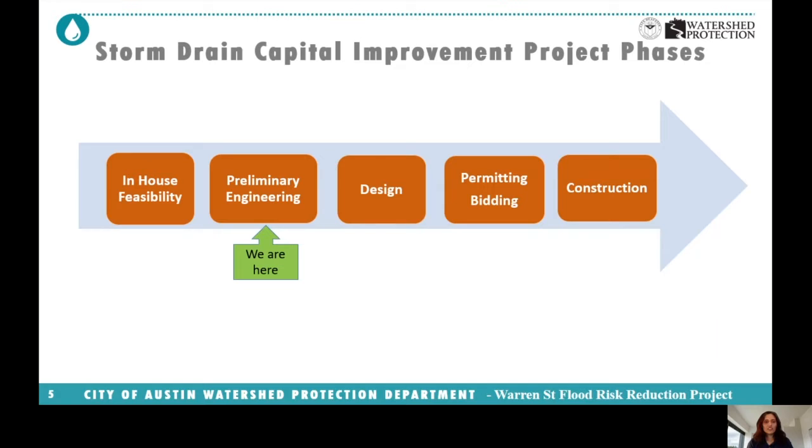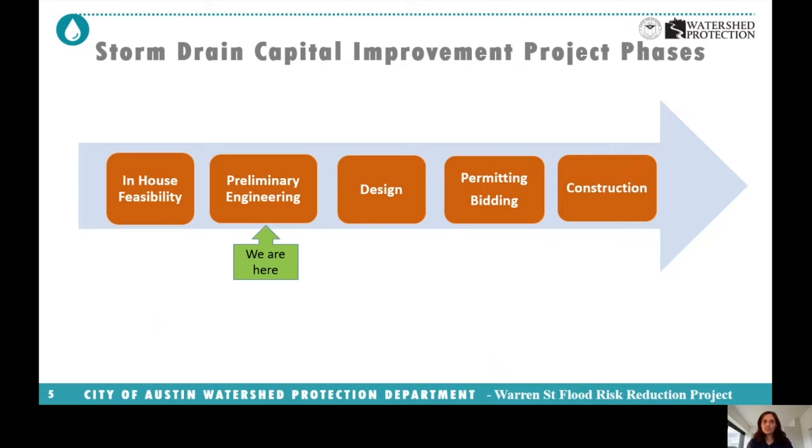So these are the typical phases of a capital improvement project, and I'm just going to go through them so you know what phases this particular project will go through. The first phase of the project is in-house feasibility. This is when a project or an area is identified to have a flooding problem. We study it internally and look at whether there are any feasible options that can be implemented there. Once we see some feasible options, it is taken to what is called the preliminary engineering study, and that's where this project currently is.